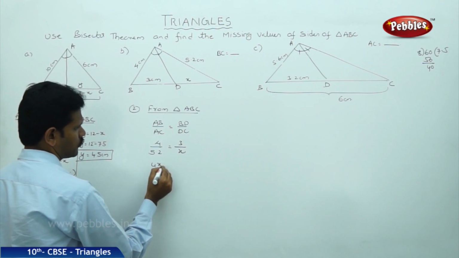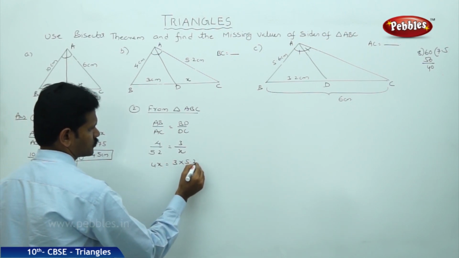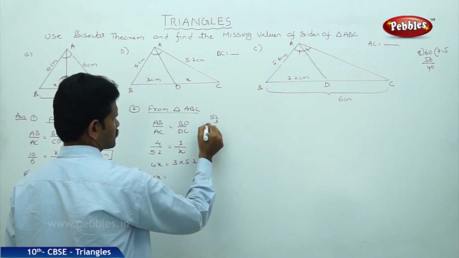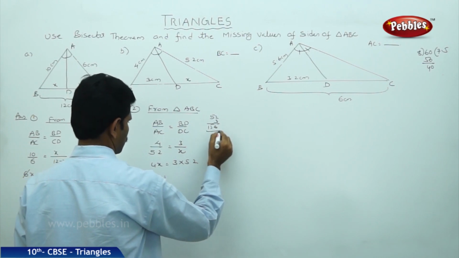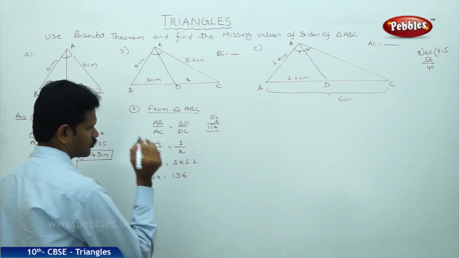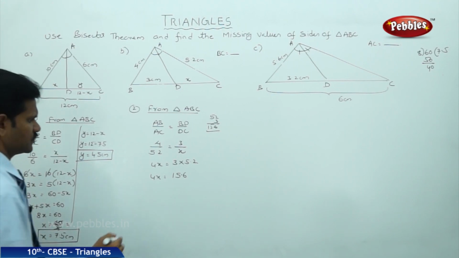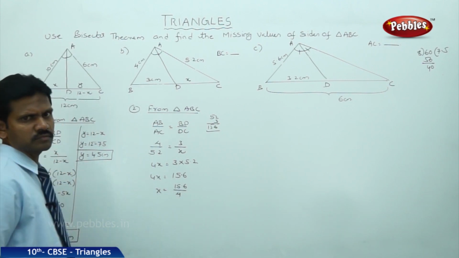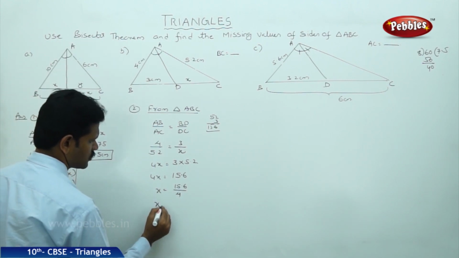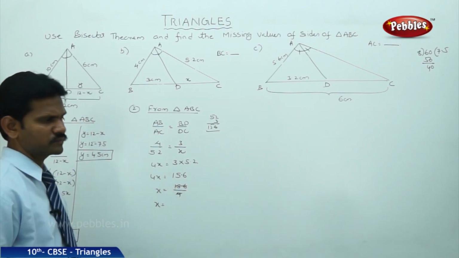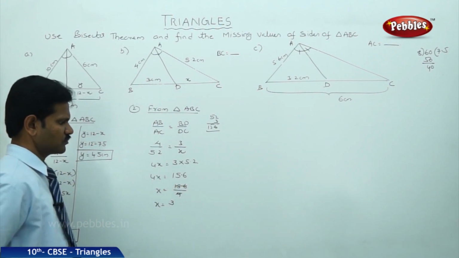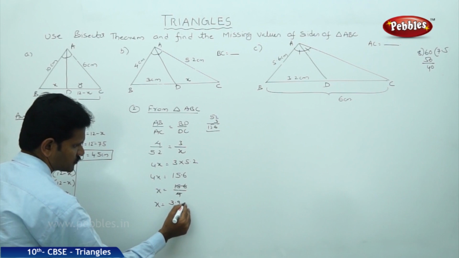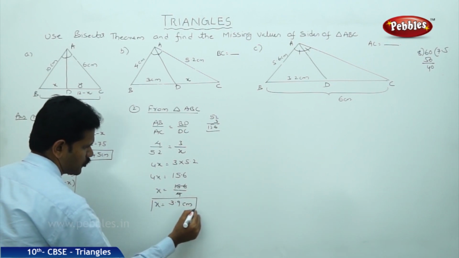Now cross multiply. 4x is equal to 3 into 5.2, that is 4x is equal to 15.6, point after one decimal place. Now x is equal to 15.6 by 4. In the 4 table, 3 times 12, remainder is 3, 36, 9 times, that is 3.9. That is, x value is 3.9 centimeters.